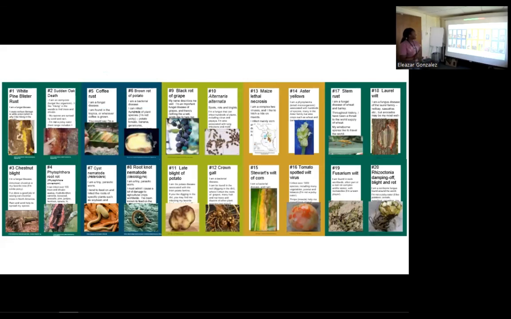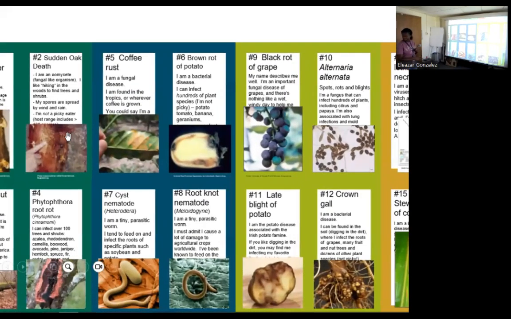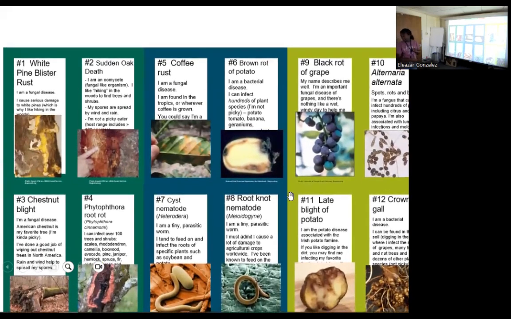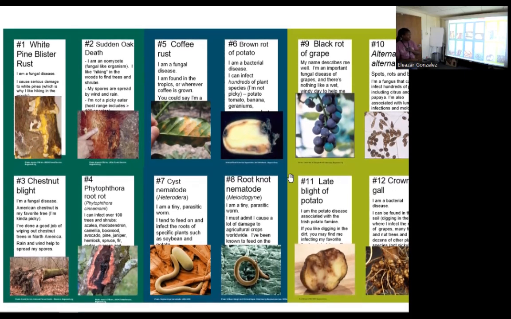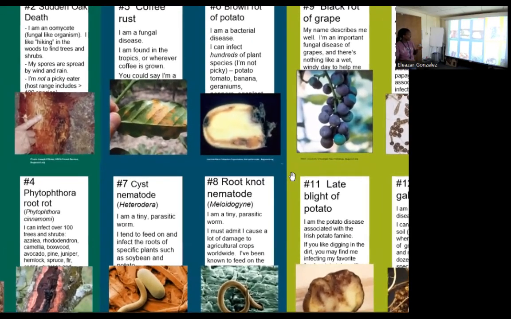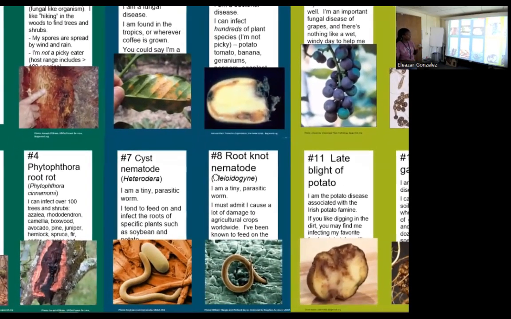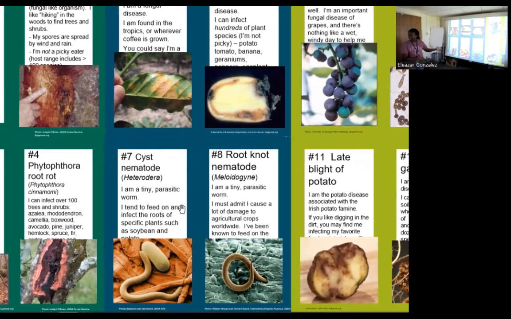And so the next slide is going to tell you what disease you are based on your number. So was anyone number 1? No. I think the first I recall was 7. Yes. I see nematode. And nematodes are one of the pathogens that will cause plant diseases on tree fruits as well. And so I'm a tiny parasitic worm. I tend to feed on and infect the roots of specific plants such as soybean and potato. And so that's what it tends to do.